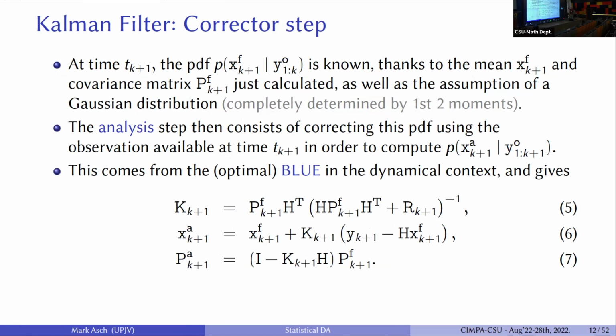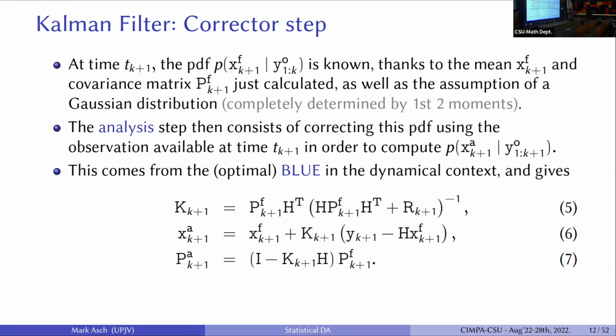So at time tk plus 1, in fact, we know the probability distribution function. We need that to calculate a mean state. What we calculate, in fact, is the mean state and the covariance of that state. So we know the mean, the forecast x at k plus 1, and the covariance matrix Pf at k plus 1. And we use the assumption of a Gaussian distribution, which, as I said, has one of its main qualities that it's completely determined by its first two moments. If you know the mean vector and you know the covariance matrix, you know completely the Gaussian distribution. So it's well defined, the Gaussian.